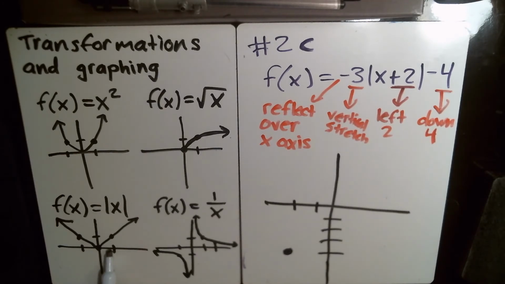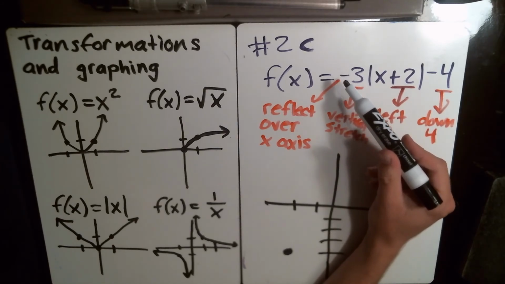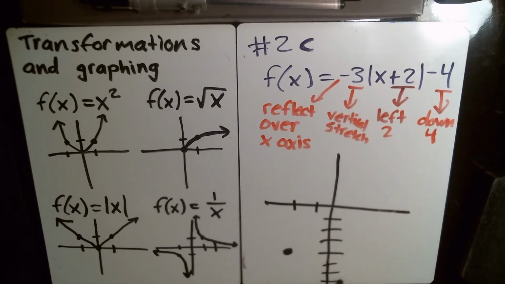Normally when I go over 1, I go up 1 with my absolute value graph. But for this one, when I go over 1, I'm going to go up 3 for the vertical stretch. Only there's a negative here, so instead of going up, I'm going to go down. So over 1, down 1, 2, 3. Over 1 and down 1, 2, 3. So it's going to look like that. Okay, so that will be my graph of this function.